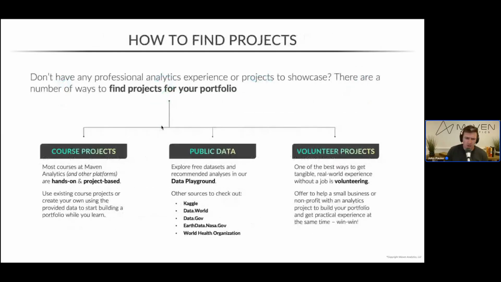So Enrique does a great walk through this. He talks about where to get data. You could get it from course projects, public data, volunteer projects. I'll talk quickly about the public data: Kaggle, data.world, or the Maven Analytics Data Playground. I think those are the three best places.